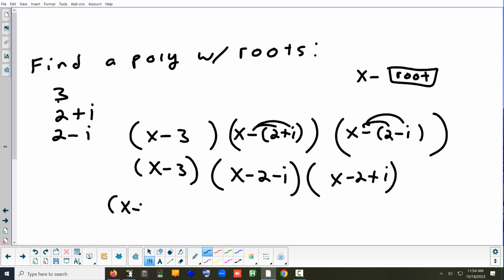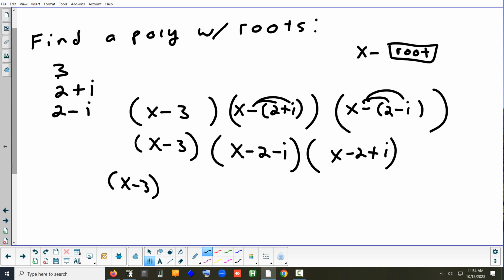Just leave it over here. But now let's multiply these two together. We're going to FOIL and watch what happens. Why does it always default to x minus the root? Why is it never x plus the root? That's just the pattern you always have to follow. It's always x minus the root.